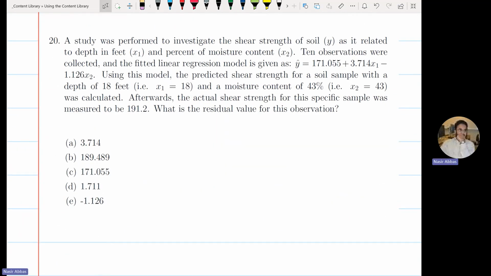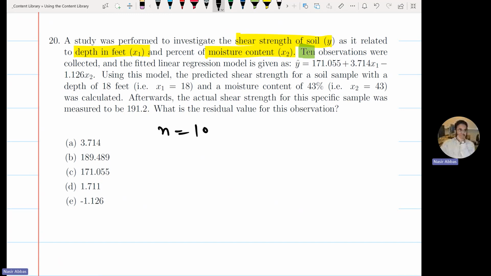Question number 20. A study was performed to investigate the shear strength. Y is the shear strength as it relates to the depth. Depth is x1, moisture is x2. Deceptively, the sample size is given here. I think it is used somewhere. N is 10.